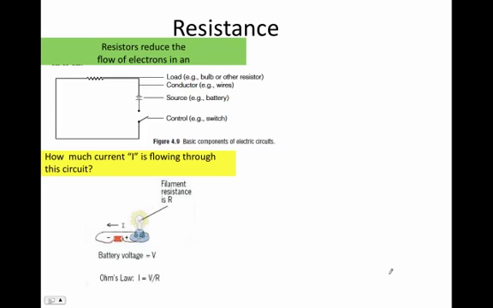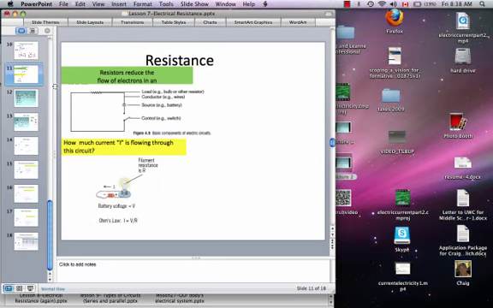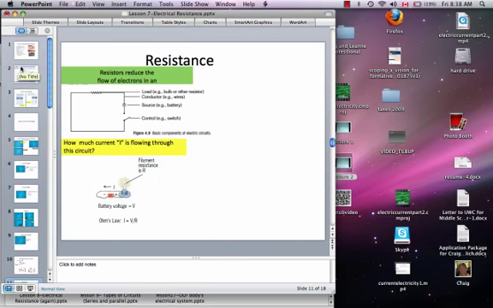Next, I want to talk about resistance. Resistance basically slows down the flow of electrons. It can be any device that slows down the flow of electrons. That can be a load, like a bulb, or we can buy resistors to do that. And resistors look like this. I'll pull up my picture of a resistor from the first slide.